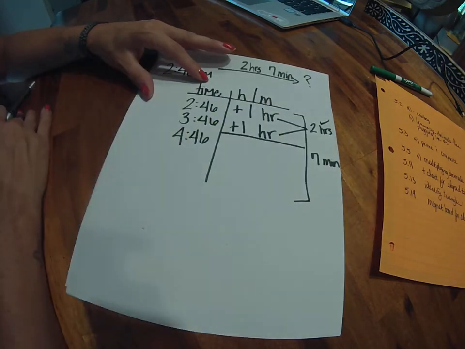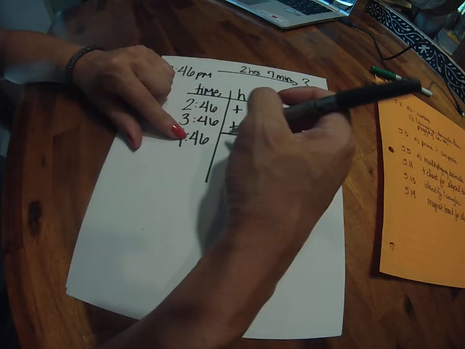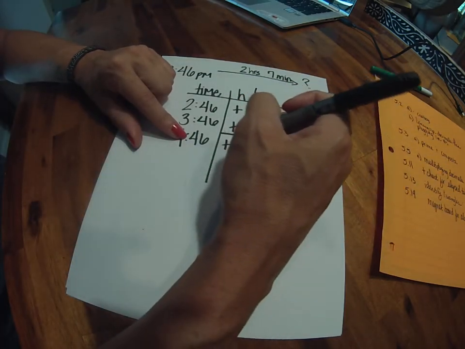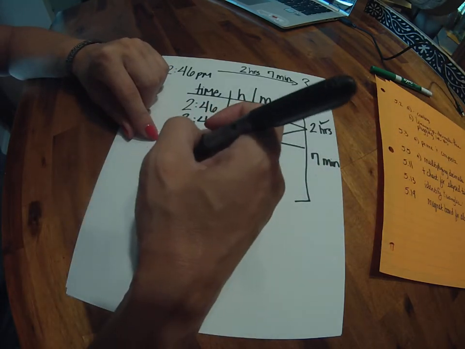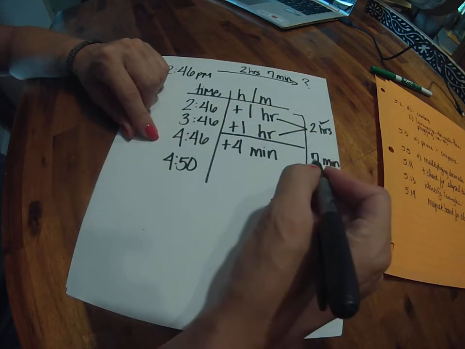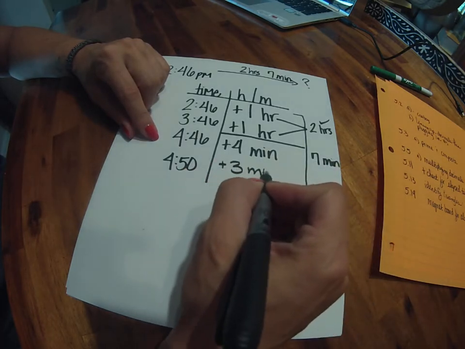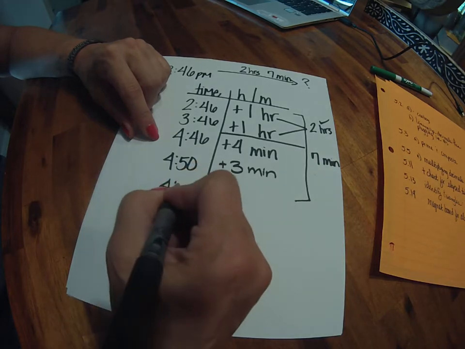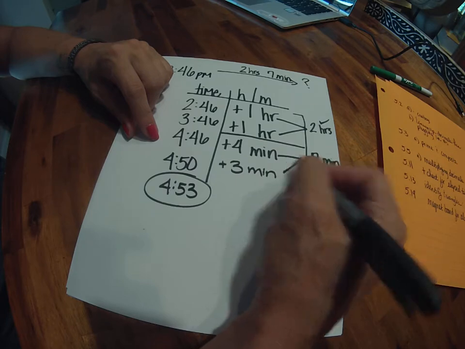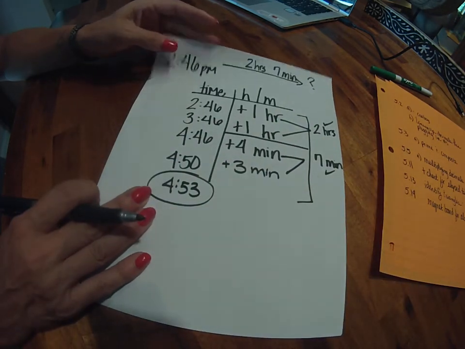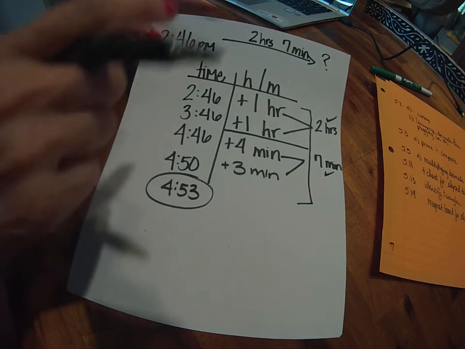Well, I know that 4:46 plus 4 minutes will get me to 4:50, and my brain really likes that, so I'm going to add 4 minutes. And that gets me to 4:50. But I still need 7 minutes, so I'm going to add another 3. And that gets me to 4:53. Here's my 7 minutes. I'm good. So there's how to do it if you have a small chunk of time.